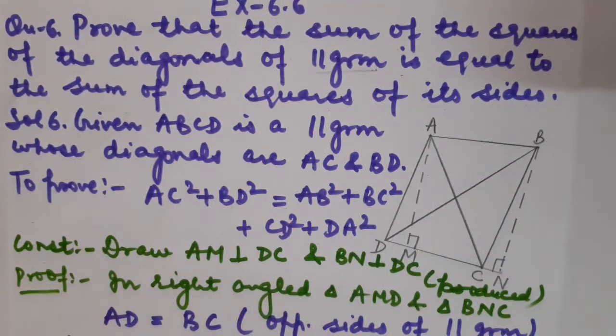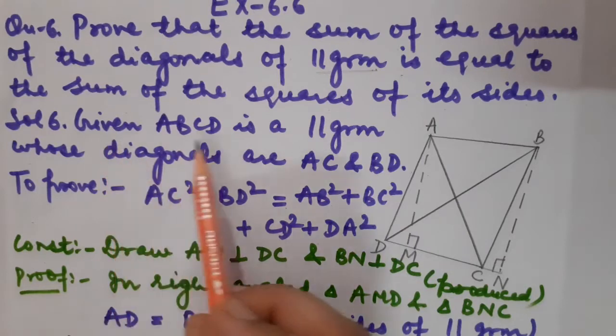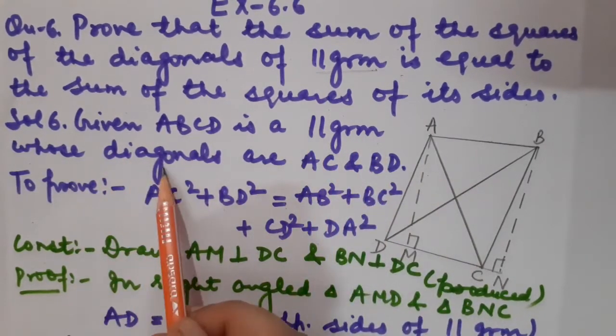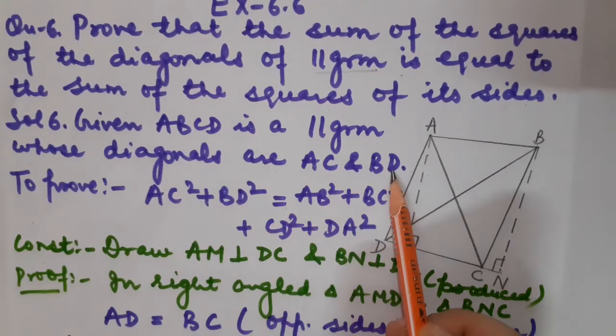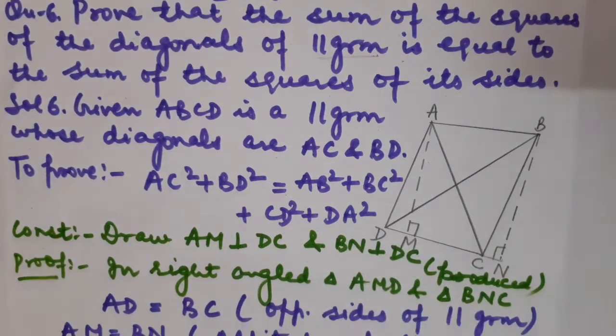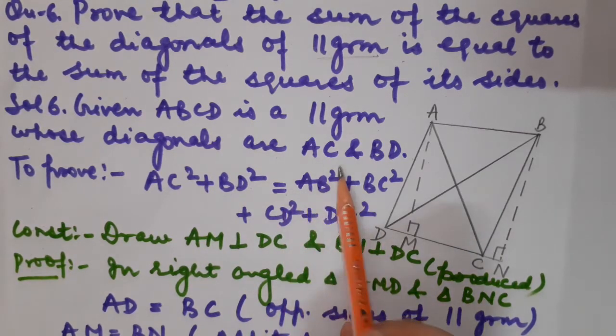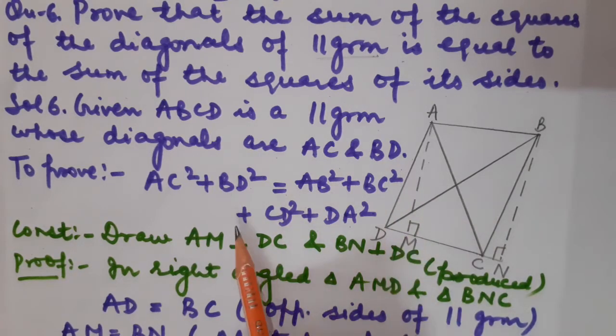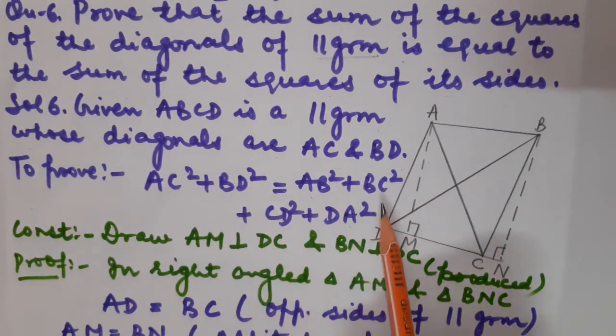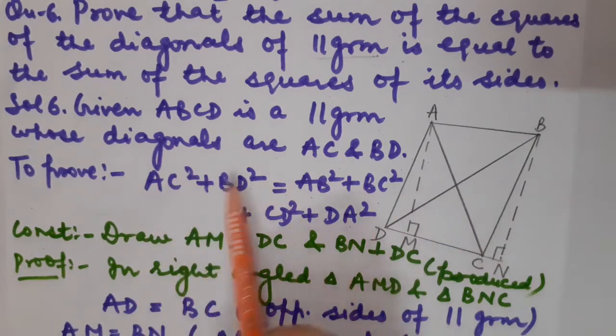Now I am going to start its solution. Given: ABCD is a parallelogram whose diagonals are AC and BD. This has been given to us. Okay, what we have to prove, children? We have to prove that the sum of the squares of the diagonals of a parallelogram, that is AC square plus BD square, is equal to the sum of the squares of its sides, that is AB square plus BC square plus CD square plus DA square. This we have to prove.